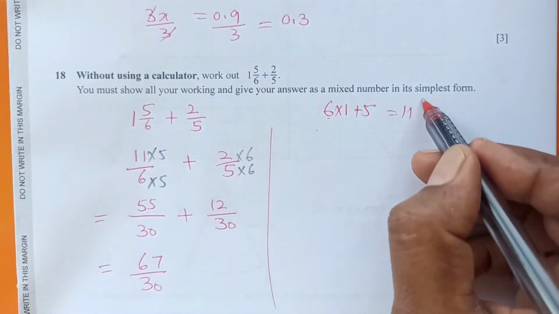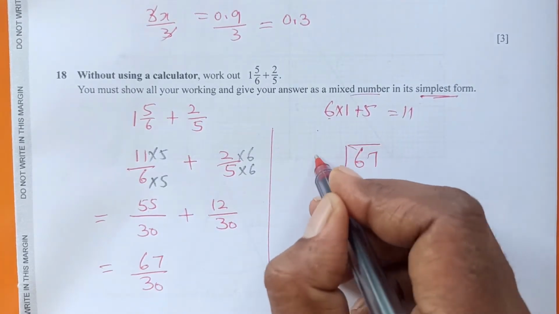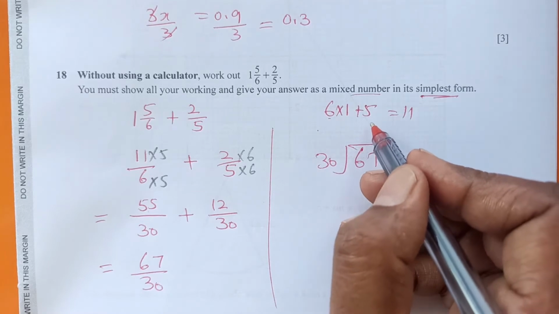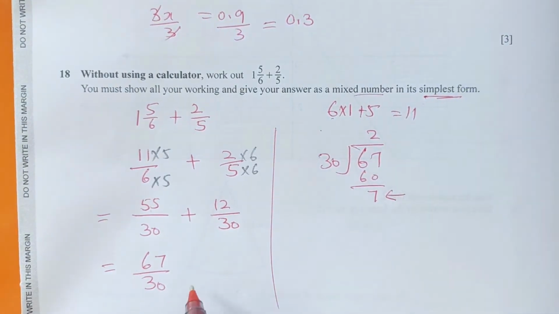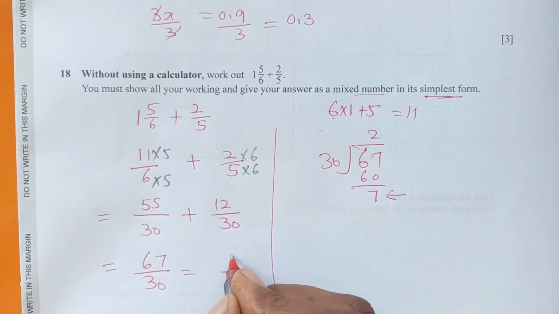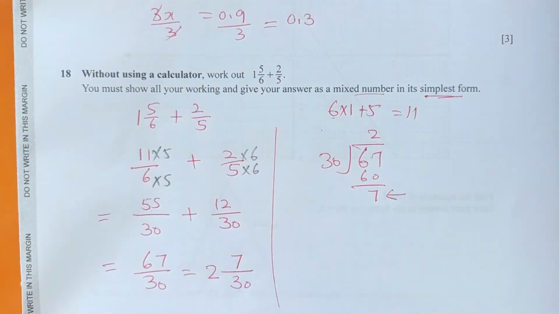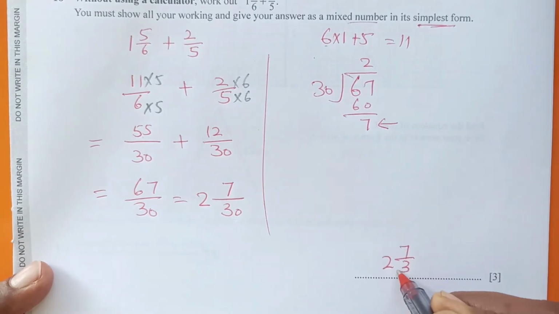So now we need to write this as a mixed number. So 67 divided by 30. 3 times 20 is 60. So 7 is the remainder. The denominator remains in the denominator and the remainder goes up, and the divisor is here. So the final answer is 2 and 7 over 30.